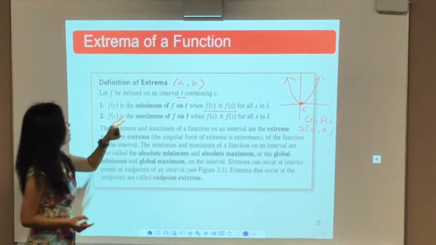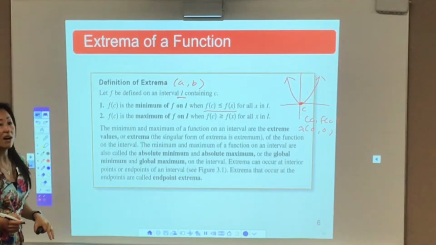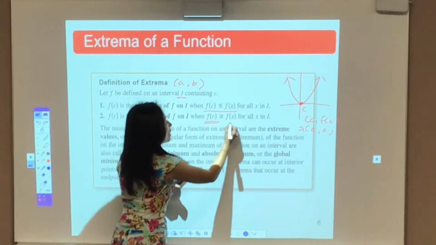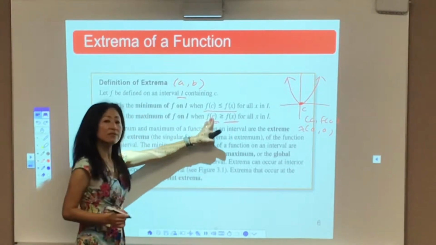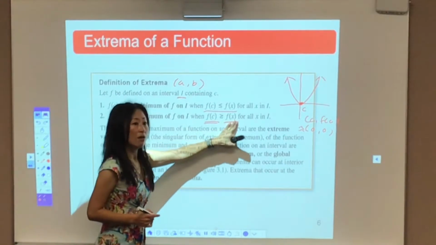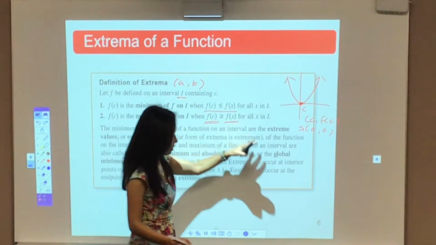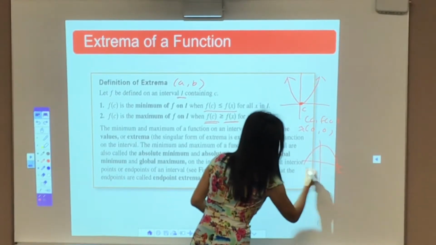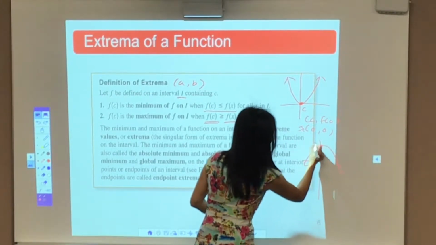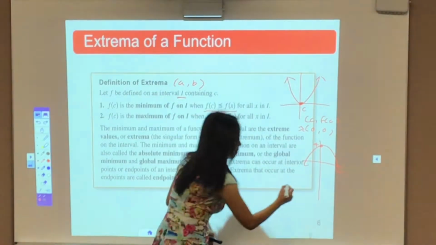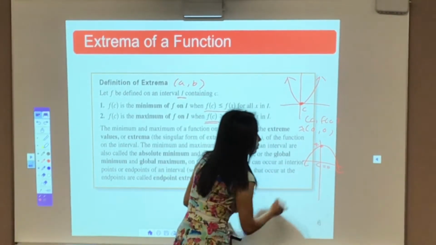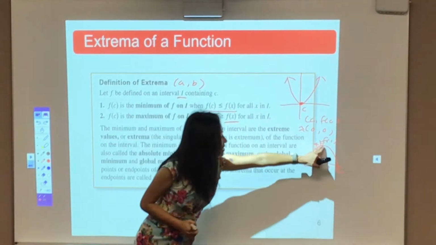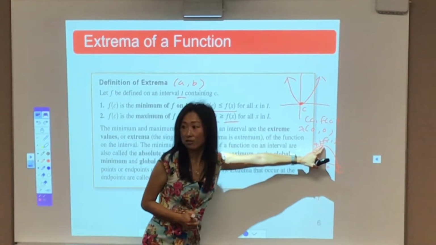All right, next one. f(c) is the maximum of f on I when f(c) is greater than or equal to all the other f(x) values. Can I graph something similar to that? Like that. I'm going to call it 4. Then my c is 0. What's my f(c)? 4. So in this case, this is your maximum. Does it make sense to class? Okay.